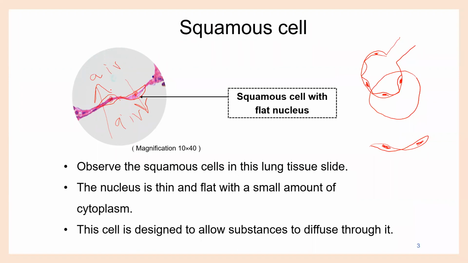So for diffusion to occur, molecules have to be small. Water vapor, then gases like oxygen and carbon dioxide, which are small molecules, can go through the cytoplasm of these cells. Since it's epithelium, nothing is allowed to pass between the cells. Everything has to go through the cytoplasm.